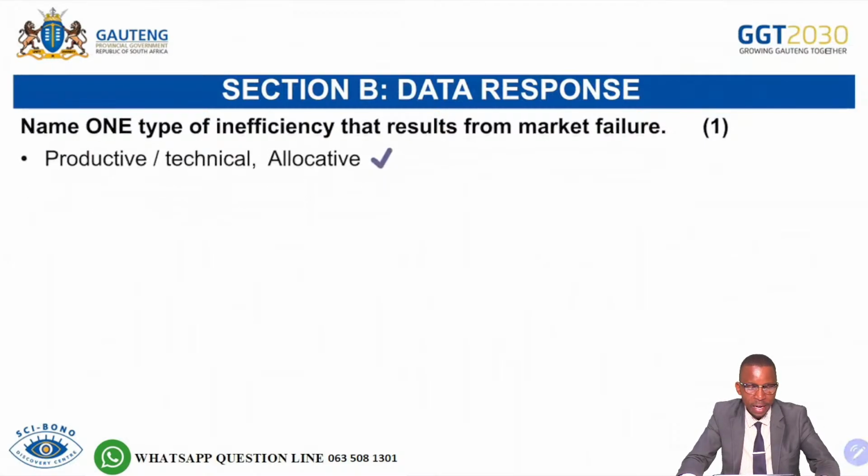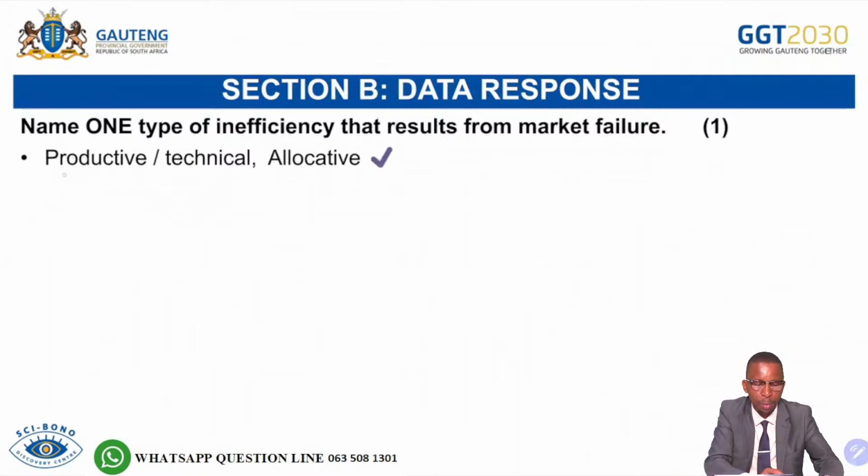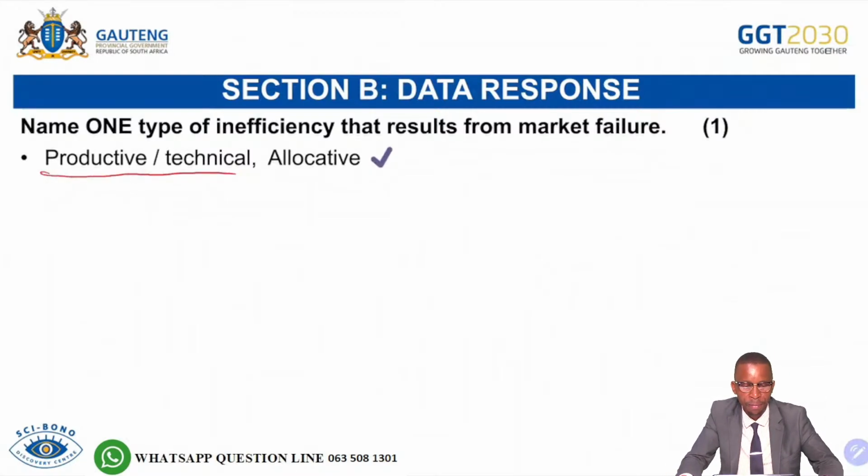Now let's check. Name one type of inefficiency that results from market failure: productive, technical, or allocative inefficiency. Remember, if we talk about productive, we also mean technical inefficiency, and then we have allocative inefficiency. Productive inefficiency occurs when the product produced does not satisfy consumer utility. Allocative inefficiency occurs when the market misallocates resources in a way that they are underutilized. You find that there are enough resources available, but the firm uses less of them. That is known as allocative inefficiency.